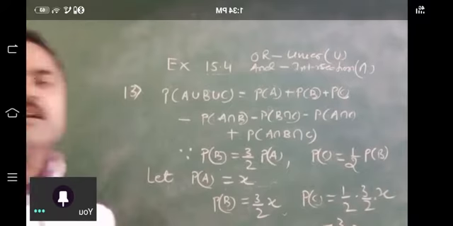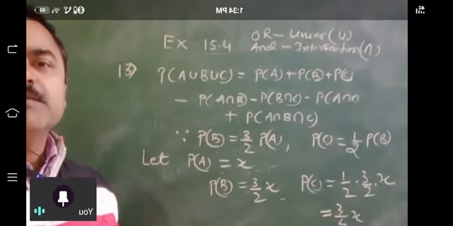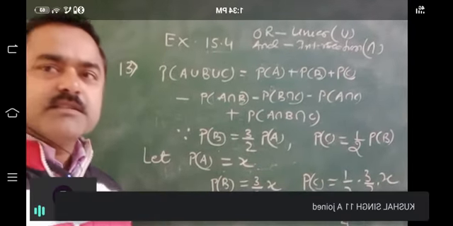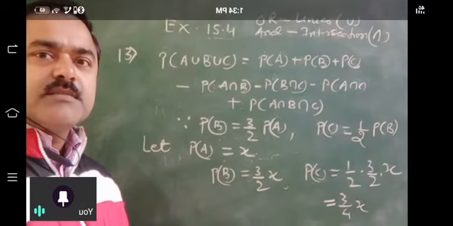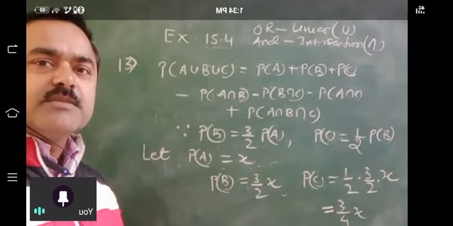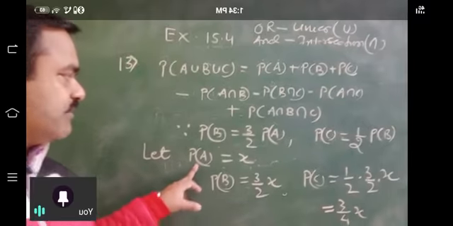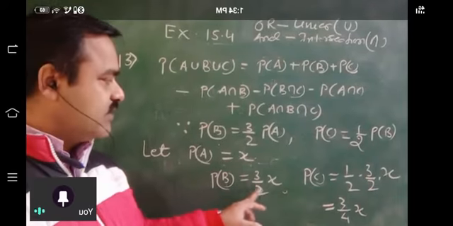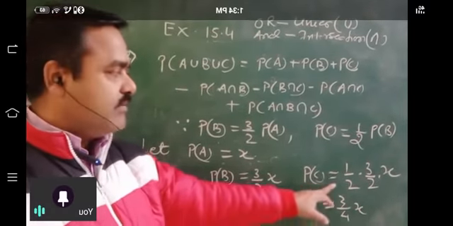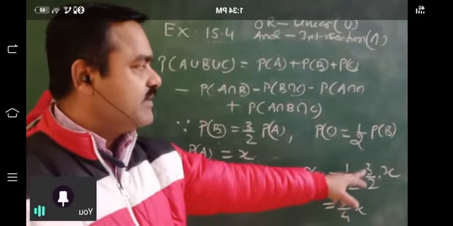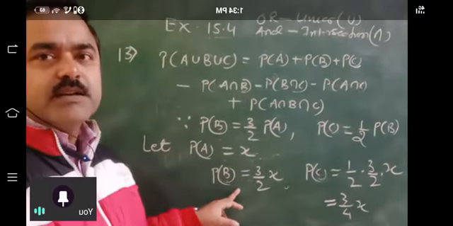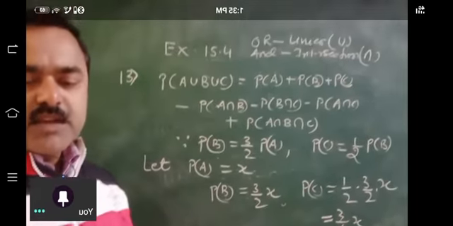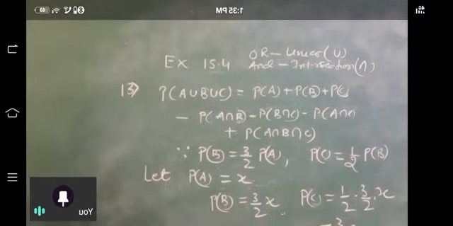So here we have the probabilities of A, B and C in terms of X. Probability of A is X, probability of B is 3/2 of X, and probability of C is 1/2 into 3/2 of X, because probability of B was already found as 3/2 of X. So probability of C is 3/4 X. Now we have the probability of A, B, C in terms of X.